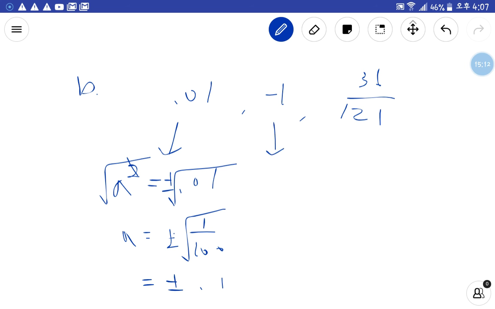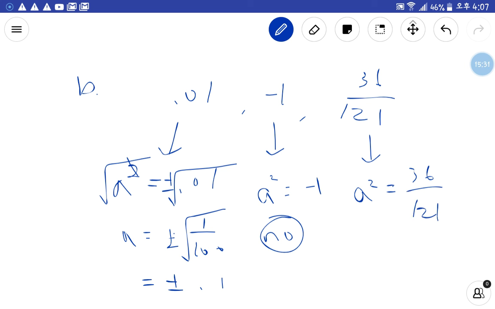What about this? I want you to find out A squared becomes negative 1. Do we have any real number to make a negative 1 when you square it? No. So no real square root. What about this? A squared should be the same as 36 out of 121. Once you put the square root on each side, please put the plus or negative. Your A would be what? Plus or negative 6 over 11. That's going to be the answer.